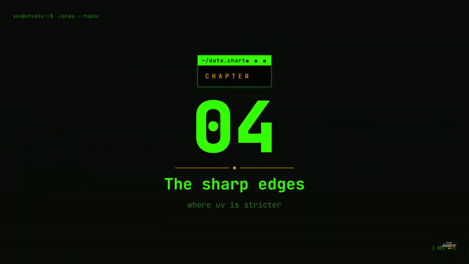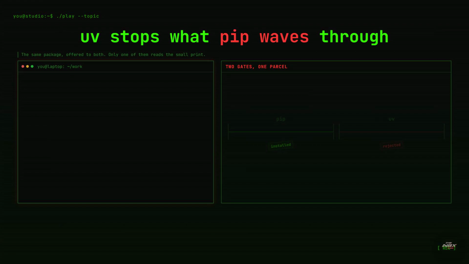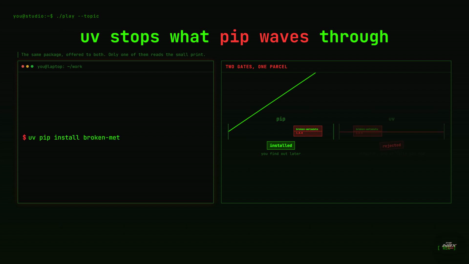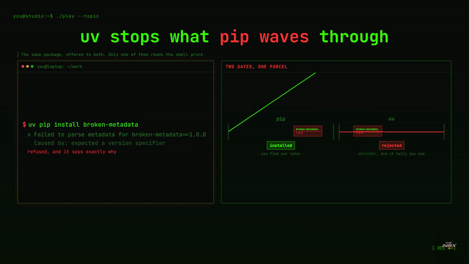And finally, the places where UV will not do what pip did. The documentation puts it plainly. UV is stricter than pip and will often reject packages that pip would happily install. None of that is UV being difficult. Broken metadata pip waved through becomes a problem you find weeks later, and later is always more expensive than now.